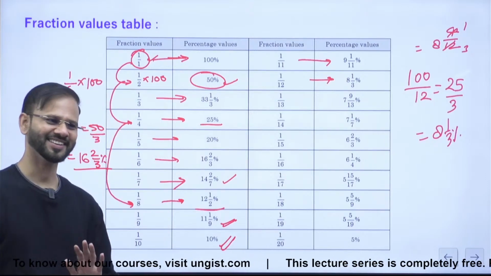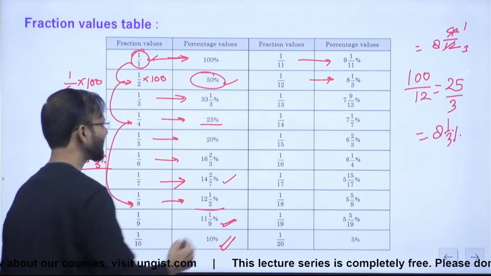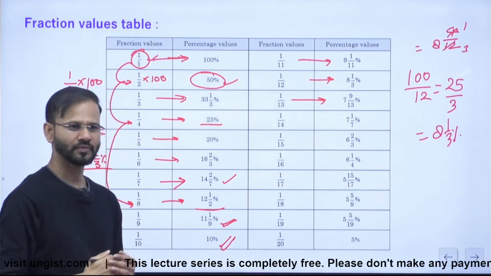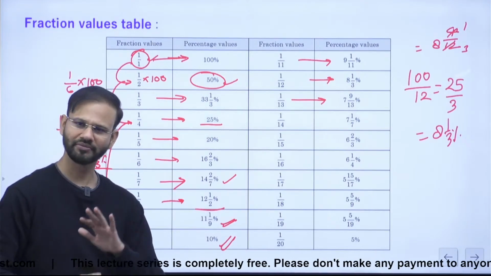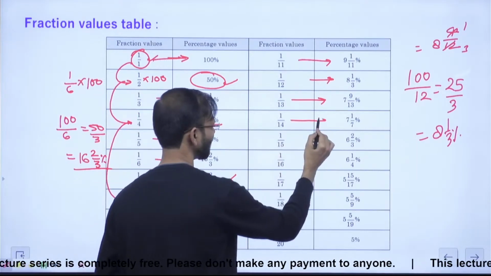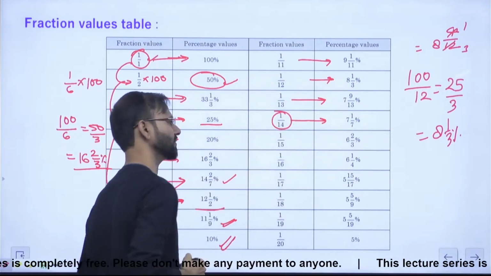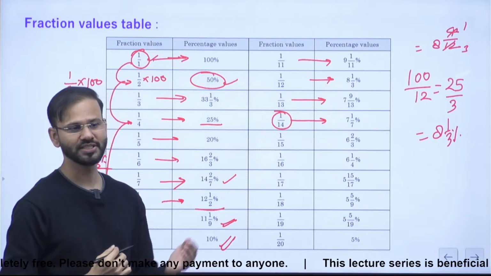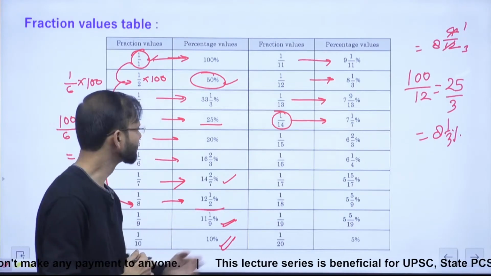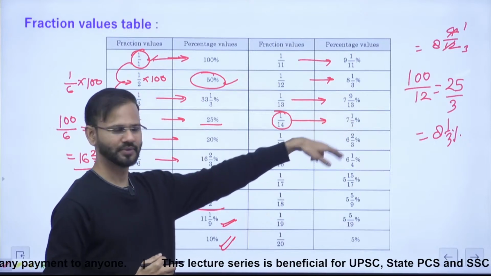Clear? Okay. After that, 1 by 13, guys. 13 7s are 91, right? Fine with this, everyone? Okay. Then 1 by 14. 1 by 14 is 50 by 7, which is 7 1 by 7%. Everybody clear? This is 7 1 by 7, right?